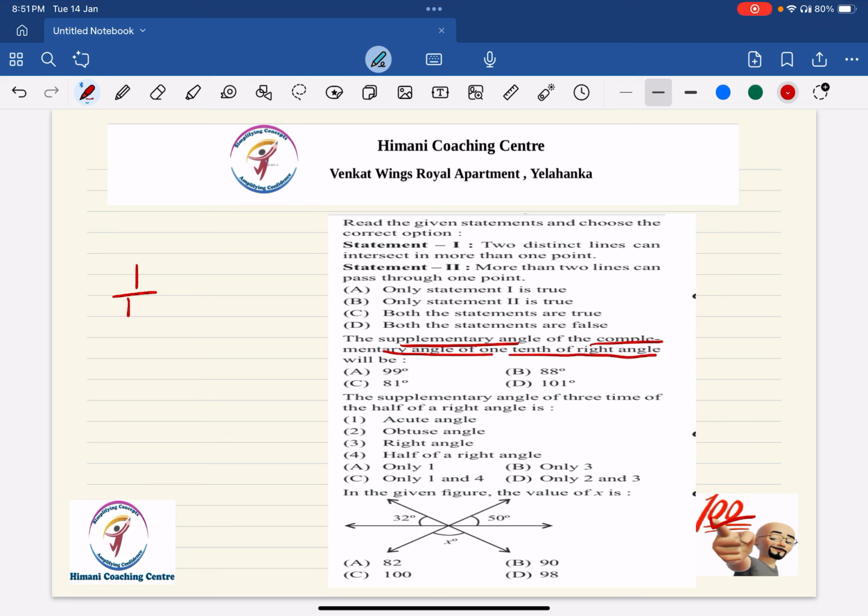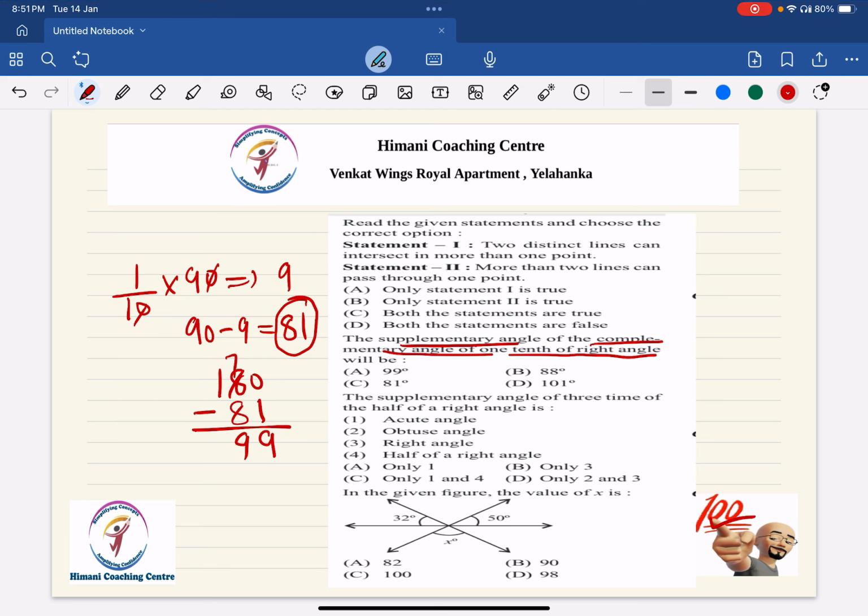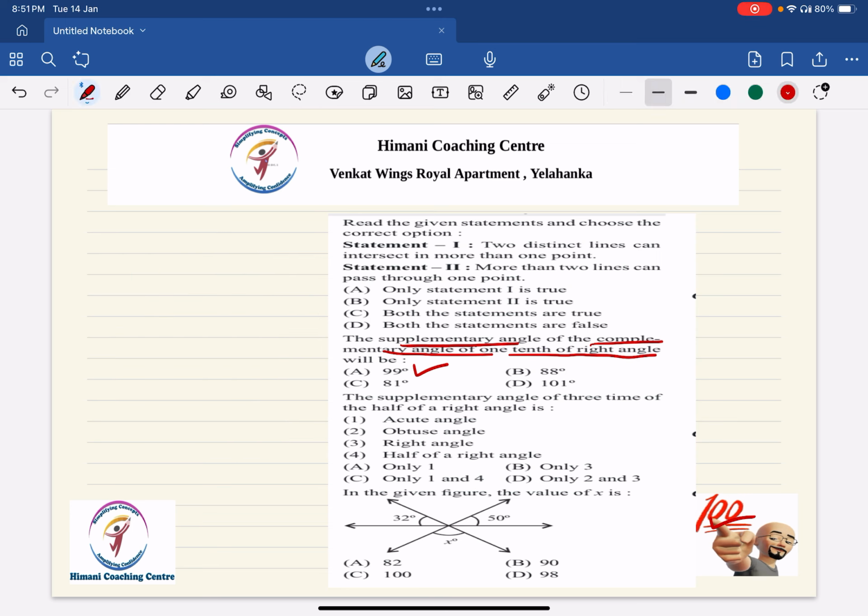Now, what is 1/10 of right angle? 1 by 10 times 90, which is 9. Okay. Now, complementary of 9 would be what? 90 minus 9, which is 81. Now we have to find supplementary of 81. Okay. Supplementary of 81. So 180 minus 81. So 10 minus 1, 9, and 17 minus 8, 9. So 99 is the correct option. Okay. Just follow the statement and do it.